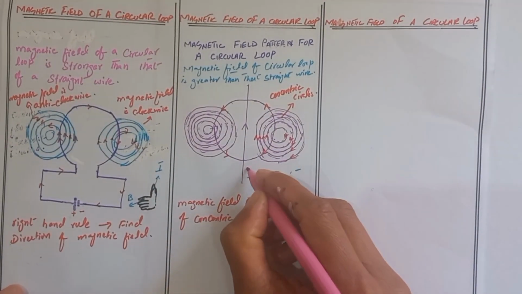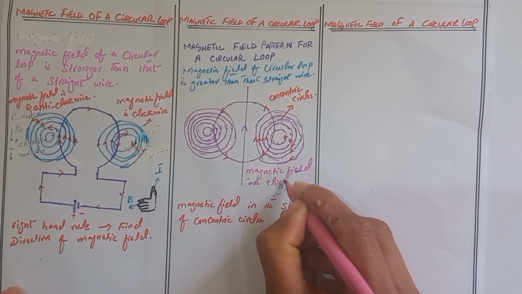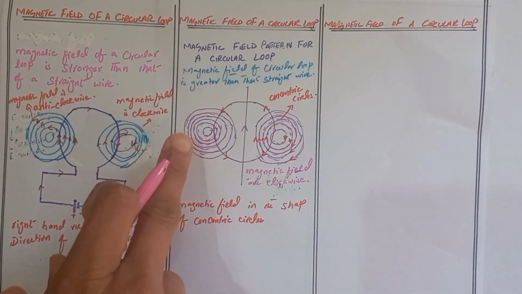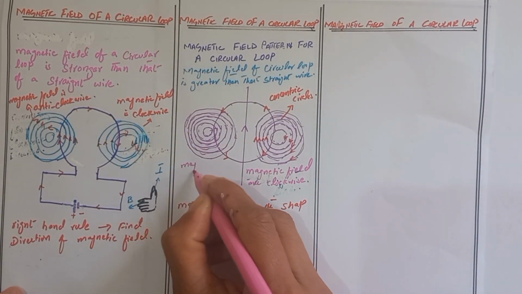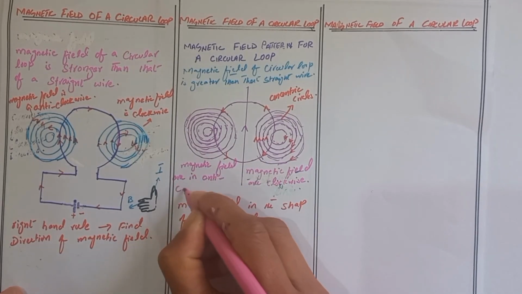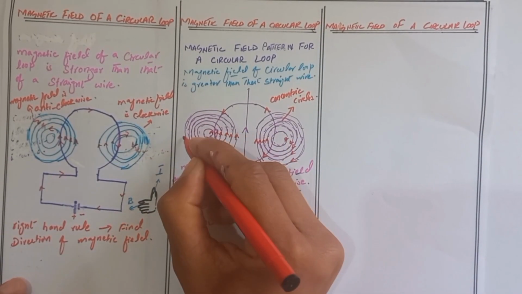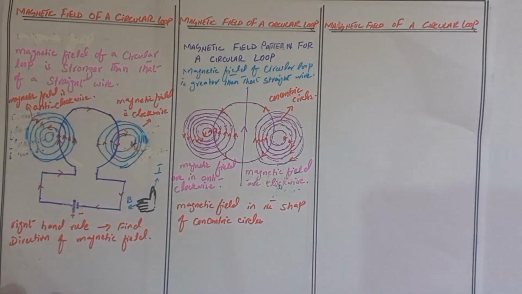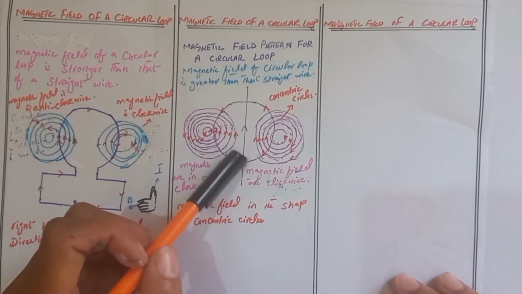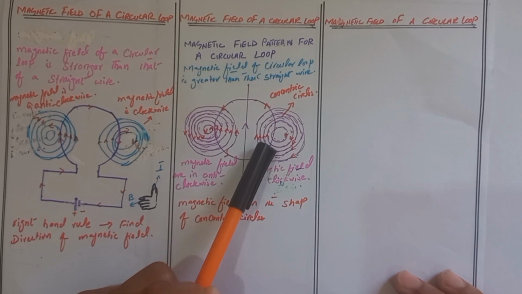So here the magnetic fields are clockwise. Here we use the right hand rule and we find that the magnetic fields are in the anti-clockwise direction. Here you can see that the magnetic field lines of all the segments of the circular loop have the same direction at the center of the loop.